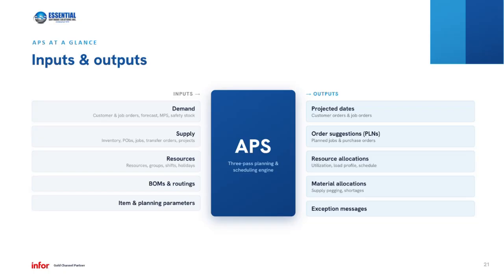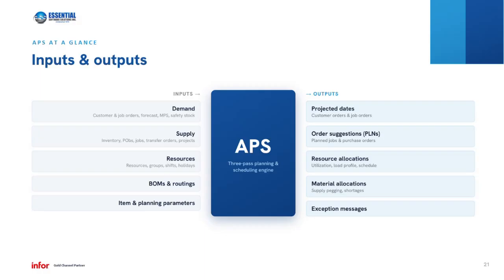Your bill of materials and your routings, as we talked about, are critical inputs to the APS method, as well as your item parameters and your planning parameters. The outputs of APS are projected dates for customer orders and job orders, service orders if you're using service, projects for projected dates will apply as well. Your order suggestions from APS, so those are what we call PLNs. Those could be planned job orders, planned purchase orders, planned transfer orders in a multi-site or multi-plant environment.